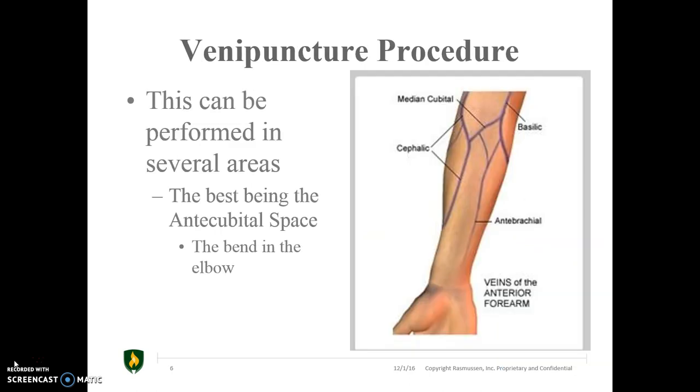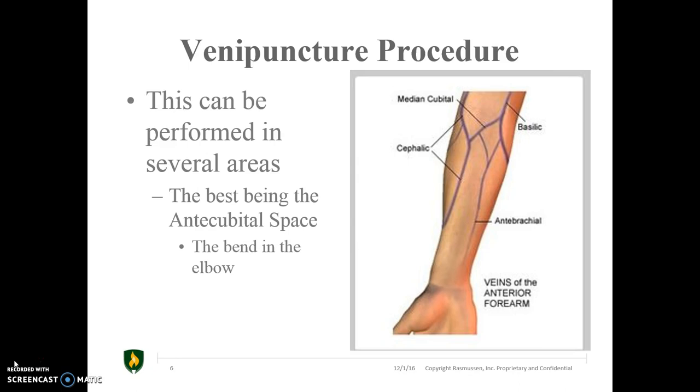So now that we've talked about the circulatory system, let's talk about the actual procedure itself. The procedure can be performed in several areas of the body, but most commonly you're going to use a space that's called the antecubital space, or the bend in your elbow. There are 3 main veins that we use for this procedure: your median cubital, your cephalic, and your basilic.